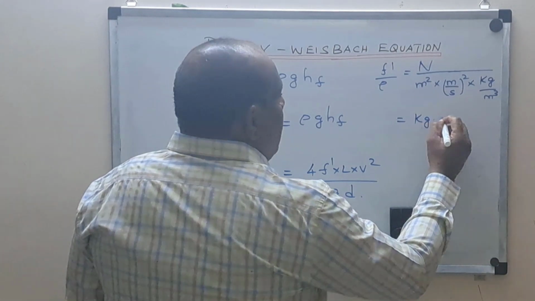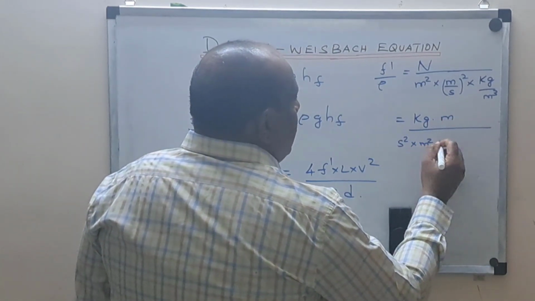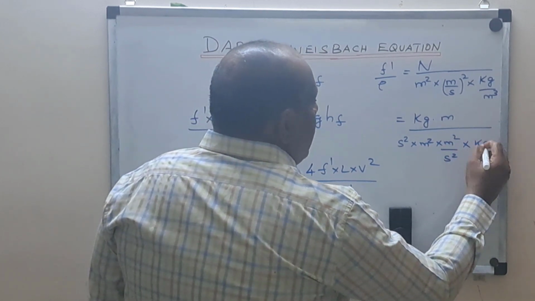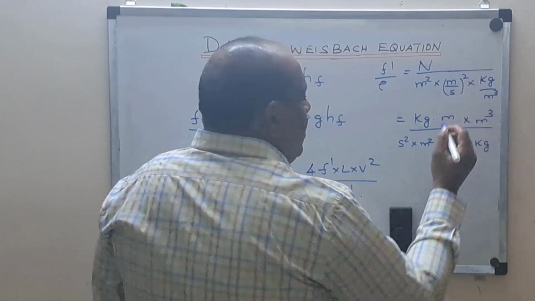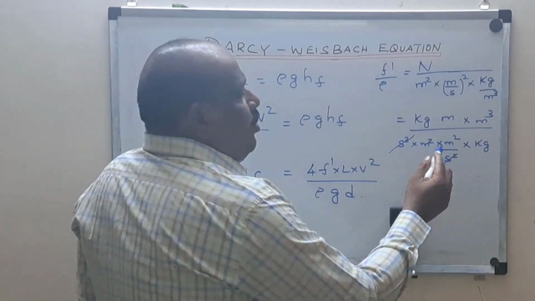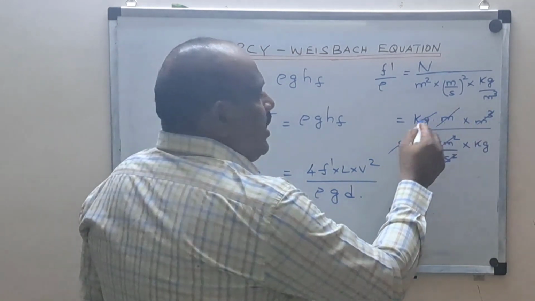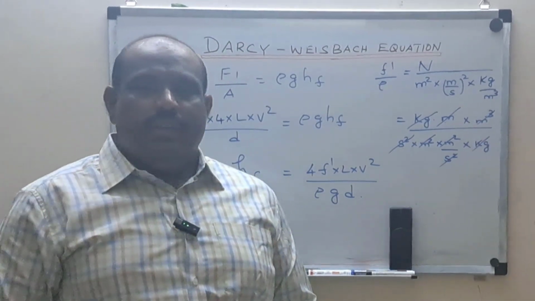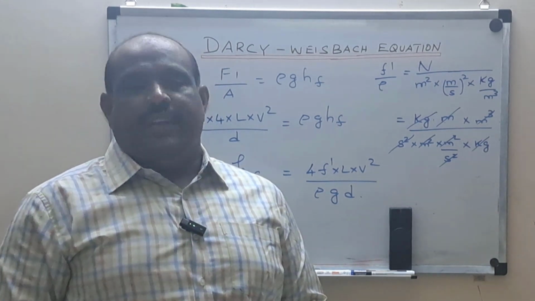So write kilogram meter per second squared into meter squared by second squared into kg. I can take this meter cube to the numerator, so it becomes meter cube. Now you see the second squared gets cancelled. This meter to the power 4 is there, and this is also meter to the power 4, so these terms will get cancelled. Kilogram gets cancelled. So what is the unit of F dash by rho? Yes, you are right, F dash by rho doesn't have any unit.